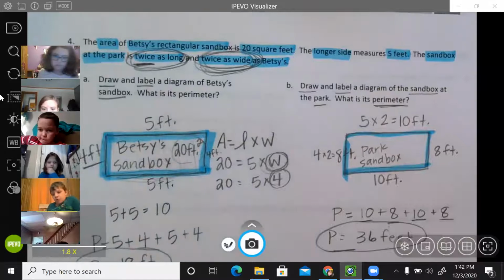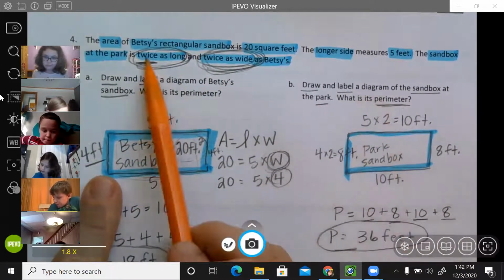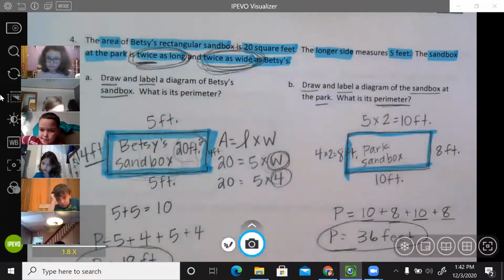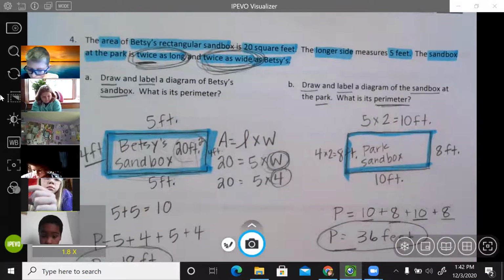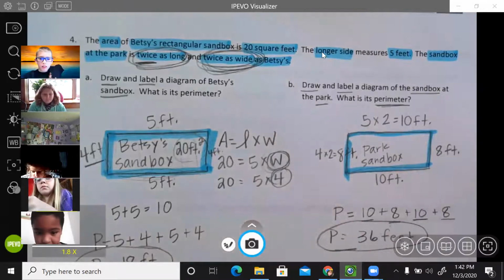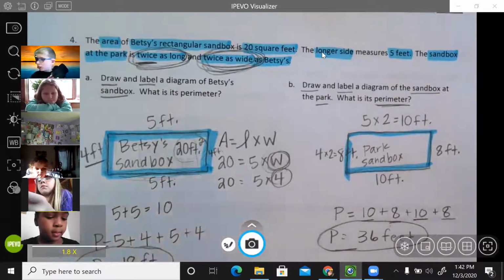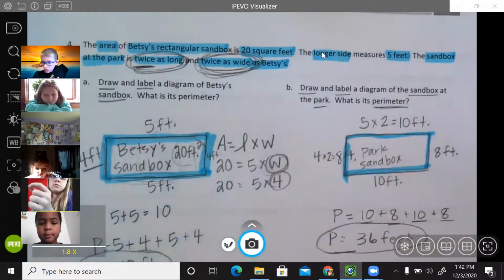So the tough part about this one was you had to go back to this sandbox and use those phrases: twice as long, twice as wide. And so you need to know what you're multiplying by. Okay, any questions with letter A or B? Because we're going to be using these to move on to C.